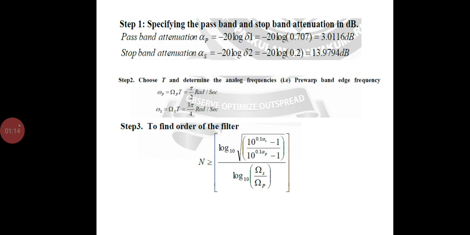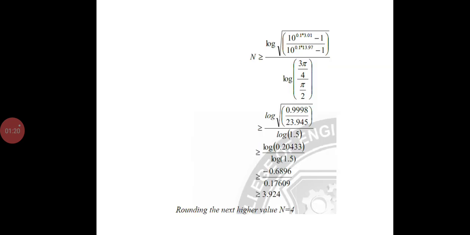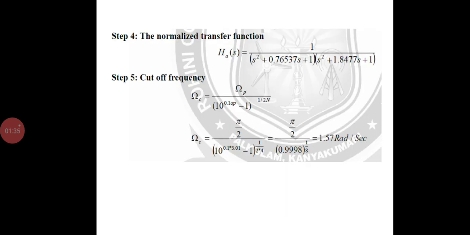And the third step is used to find the order of the filter, that is capital N. By using the formula that is shown on this screen, we are going to calculate the value for N. Here, while we are calculating the values, the calculator must be in radian mode and pi equal to pi itself. Now N equal to 3.924, therefore it is rounded to the next higher integer value.